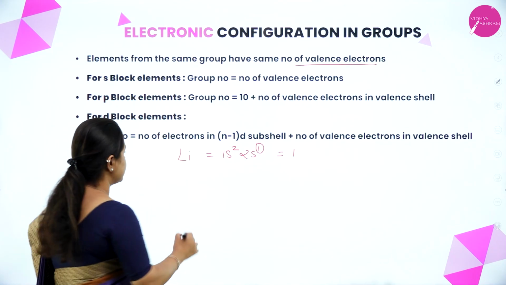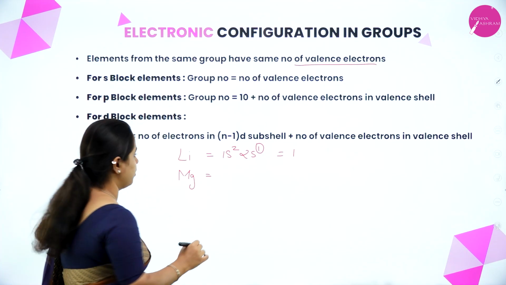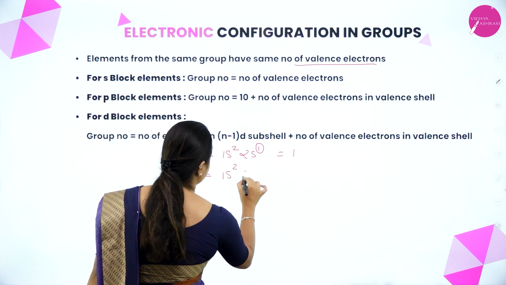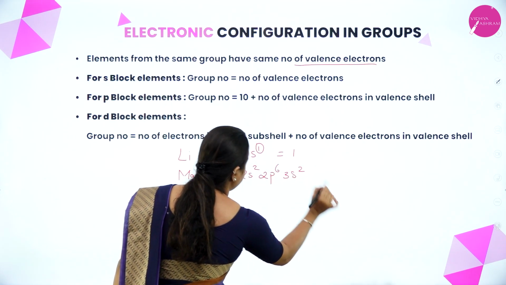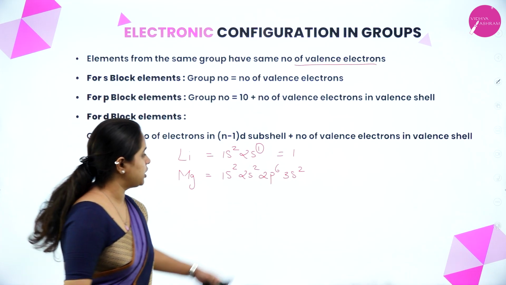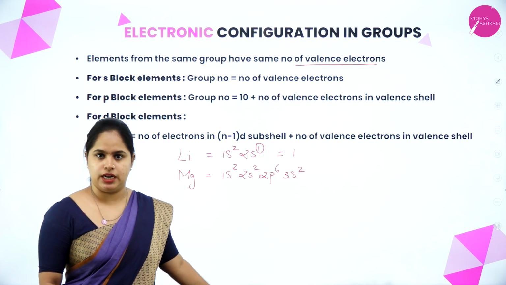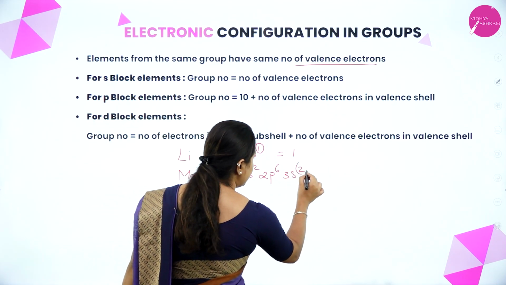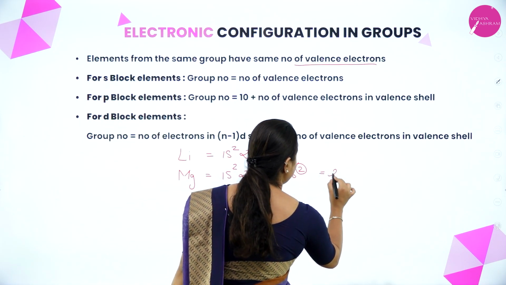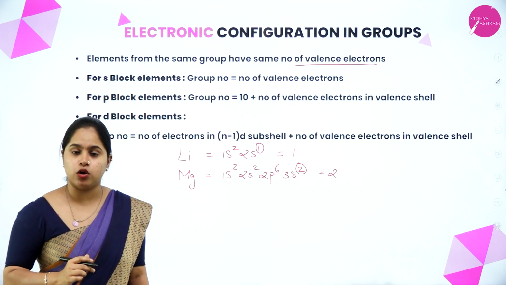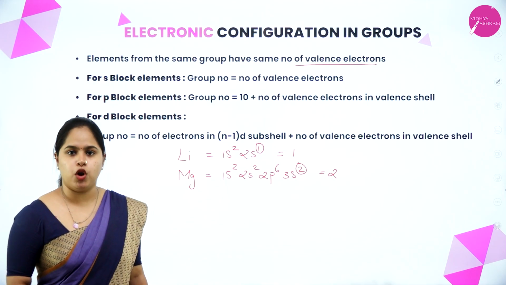Let's take another example, magnesium. Magnesium has an atomic number of 12. How can I represent it? 1s2, 2s2, 2p6 and 3s2. The valence shell here is 3, the third shell. How many valence electrons are here? It is 2. That means magnesium belongs to the second group. I hope it is clear. Now this is for S block elements.